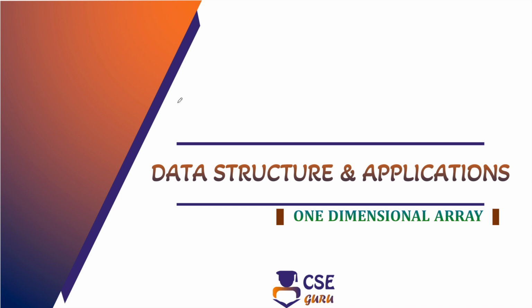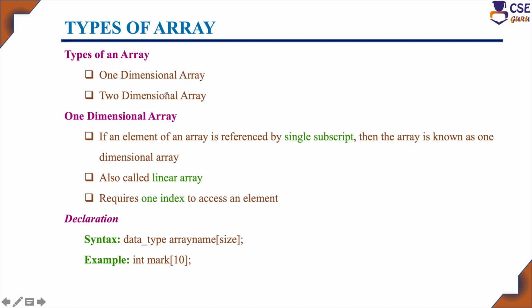In that, we are going to discuss the topic one-dimensional array. Already, we have discussed what is array, how to declare and initialize an array with example. Now, we are going to discuss the types of arrays. Generally, there are two types of array, one-dimensional array and two-dimensional array.